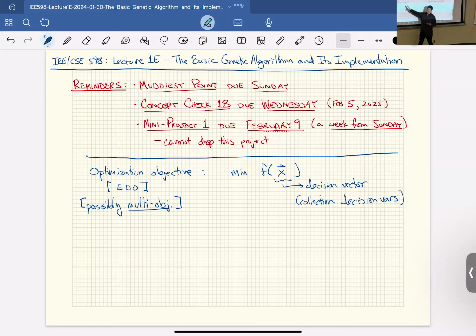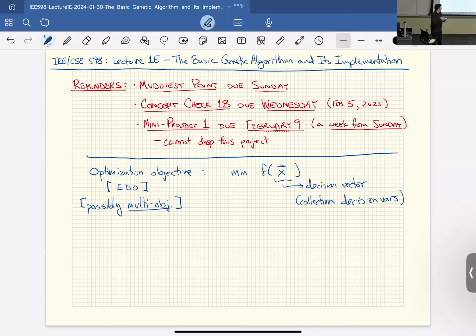So we will get to the true multi-objective solutions, not in the next unit, but I think the unit after that. But when I'm saying possibly multi-objective, I'm opening the door for more than one F. So F1, F2, F3, and so on. So that's the general problem, and we want to build a GA that can solve for this.